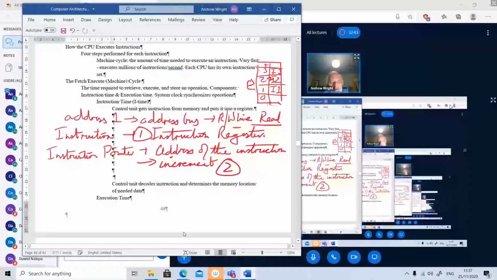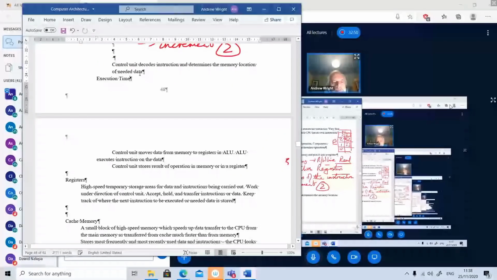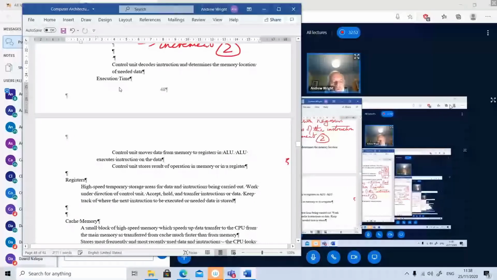Okay, the control unit decodes the instruction, if you like, and determines the means of getting data. Straightforward. We come to the execution time.